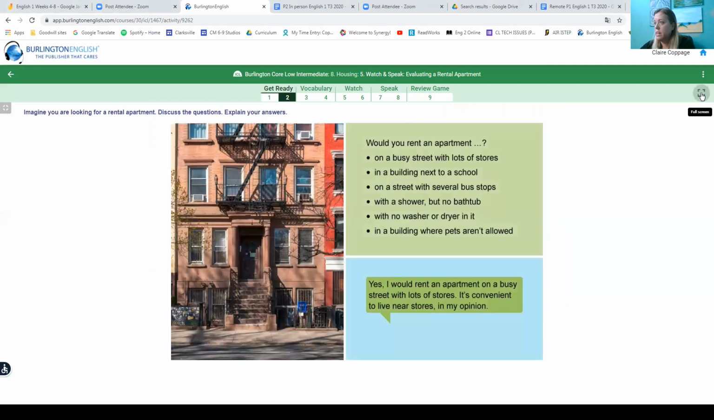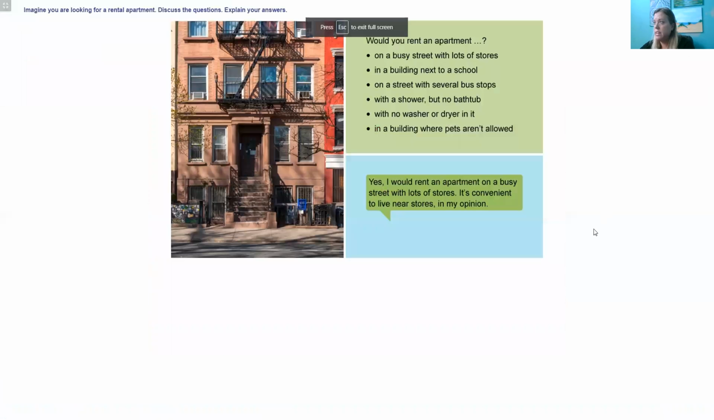So first, let's get ready and let's take a look at this page. Imagine that you are looking for a rental apartment, and we're going to describe the things we like. We had a lesson in the past called Choosing a Place to Live. This is very similar, but the questions we ask and the things we consider are different when we are looking to rent instead of buy.